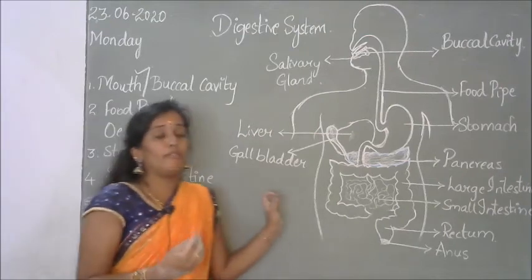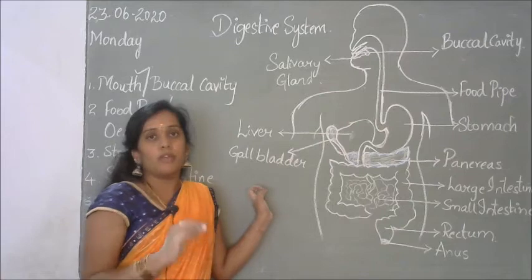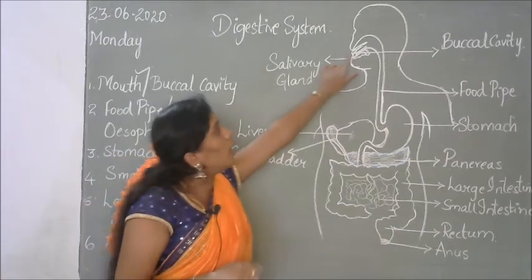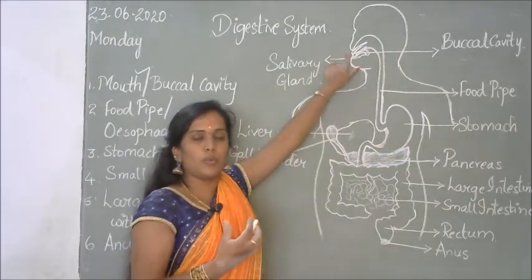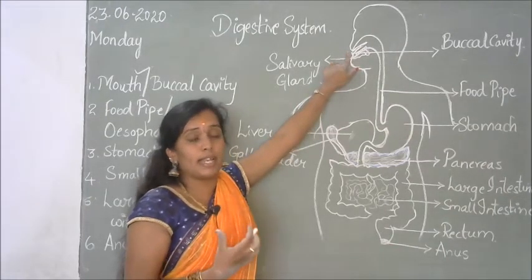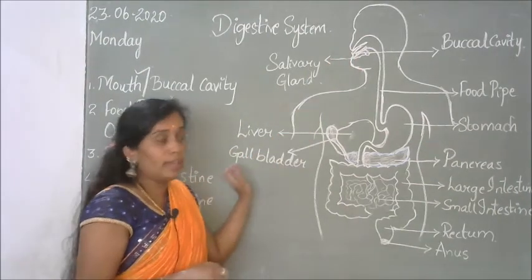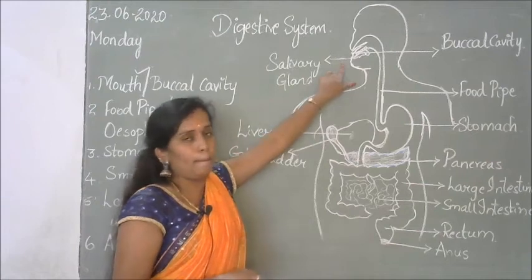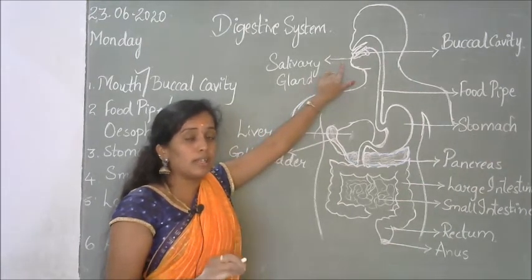See, the food that we are taking in is called ingestion. First, the food enters with what? With the mouth. When we come to the mouth, teeth and tongue are present. Along with that, the saliva juice is also present. So, the food we take in first enters the mouth, where the teeth and the tongue are present.